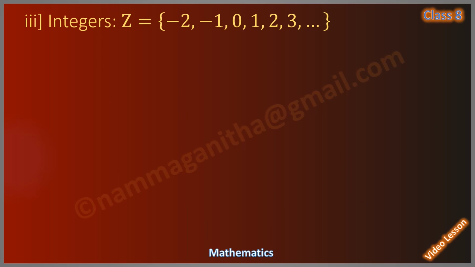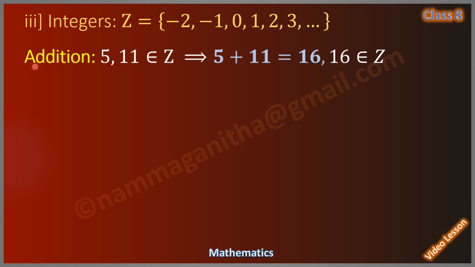Consider the third one, that is integers. Z is equal to negative numbers, 0 and positive numbers. Consider addition. If 5 and 11 belong to Z, that implies 5 plus 11 is equal to 16. 16 is an integer, therefore 16 belongs to Z.